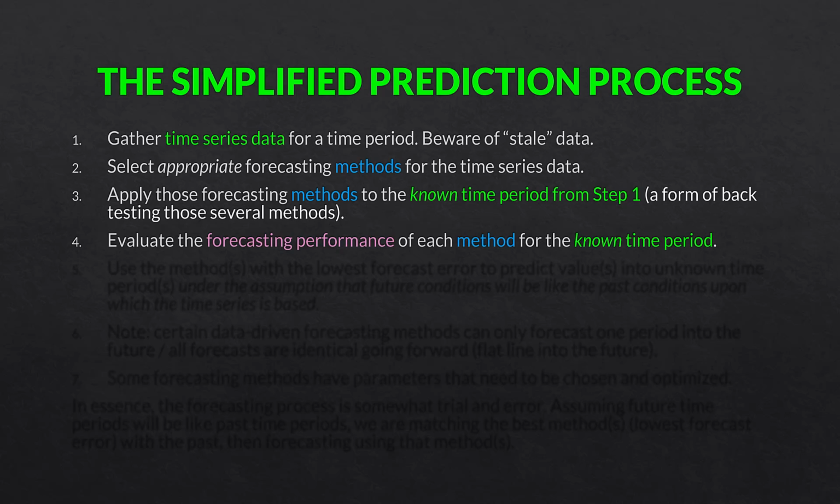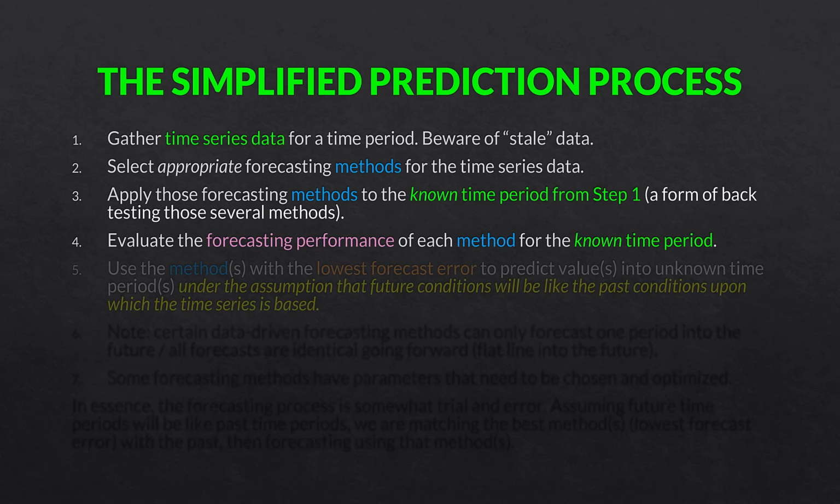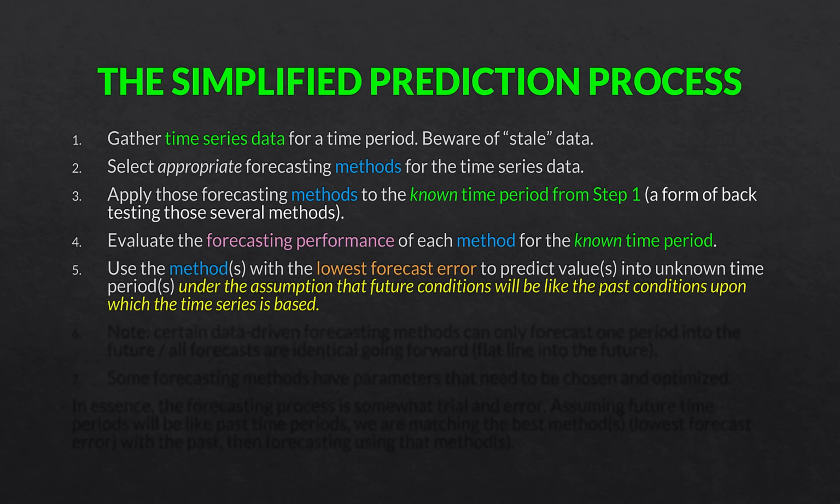So as you can see here, what we're doing is matching forecasts that we make with evaluation methods and then evaluating them on that criteria. Step 5, use the method with the lowest forecast error to predict values into unknown time periods.